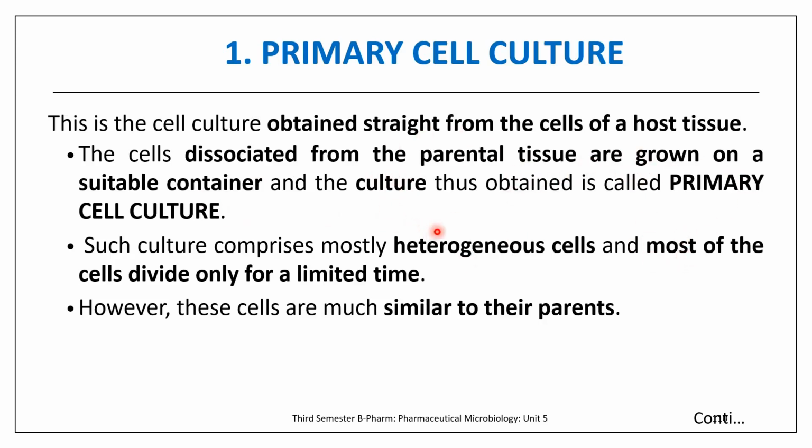Usually they are heterogeneous. Different cells will be different, and most of the cells have a limited lifetime. They will die within a few minutes or a few hours, and most of the cells are very similar to their parent cell also. So this is the property of primary cell culture.